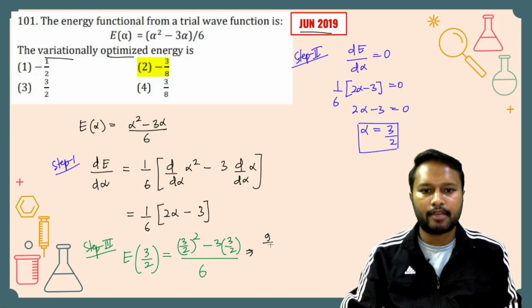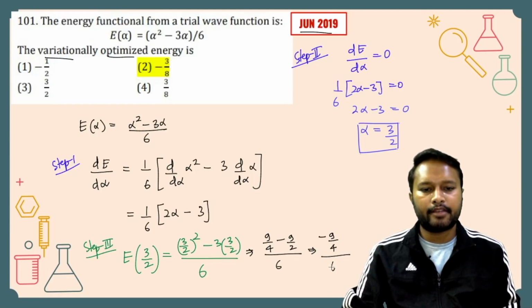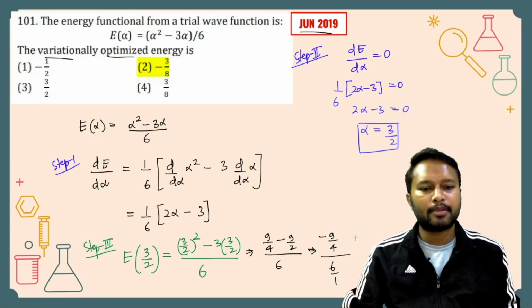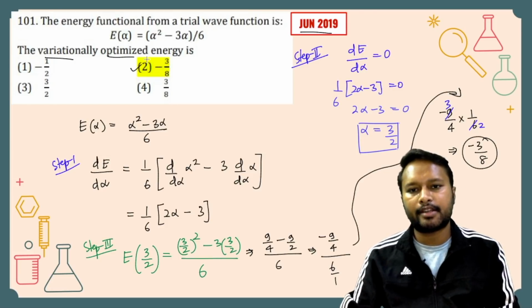(3 by 2) square means 9 by 4, minus 9 by 2, divided by 6. On solving the numerator you will get minus 9 by 4 after taking LCM and all, because this is a bigger number, this is smaller, and divided by 6. So you can write it as 6 by 1, and the solution I'm just going to do here. That will be minus 9 upon 4 multiplied by 1 upon 6. Now cancel out by 3: 3 times and 3 2 times. So the final answer which you are going to get is minus 3 upon 8. This will be your answer, and that's how it will be done.